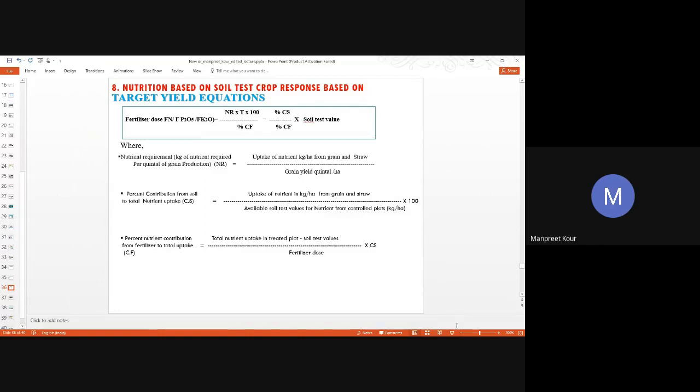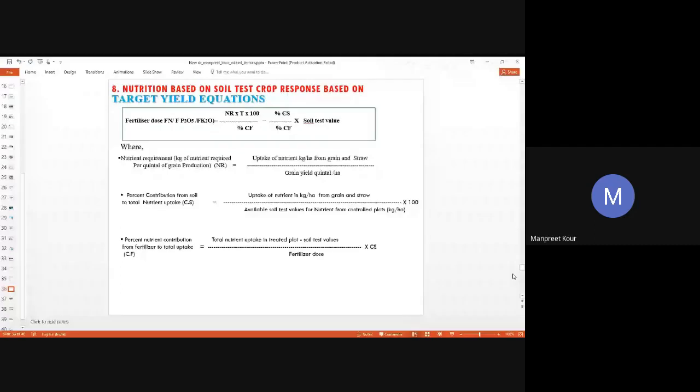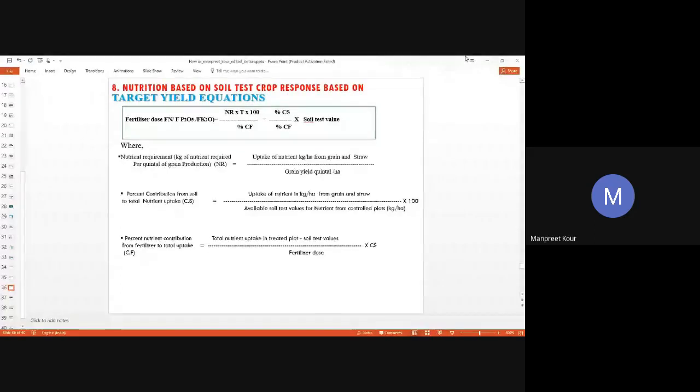The formula is given here. You can see the formula. It is the nutrient requirement multiplied by target yield into 100 divided by CF. CF is the percent nutrient contribution from fertilizer, and then subtracted by CS. CS is the percentage contribution from the soil, and then divided by CF, and multiplied by soil test value. Next slide, please.